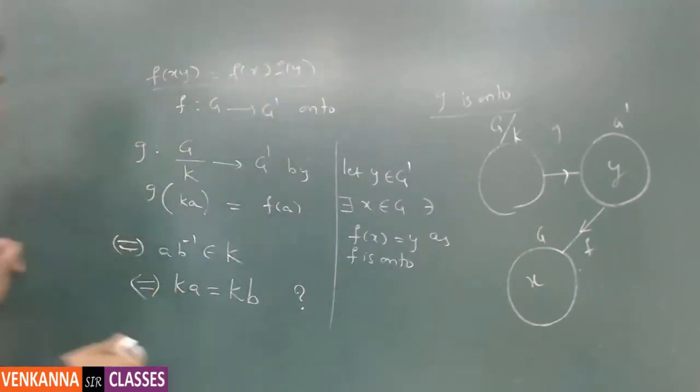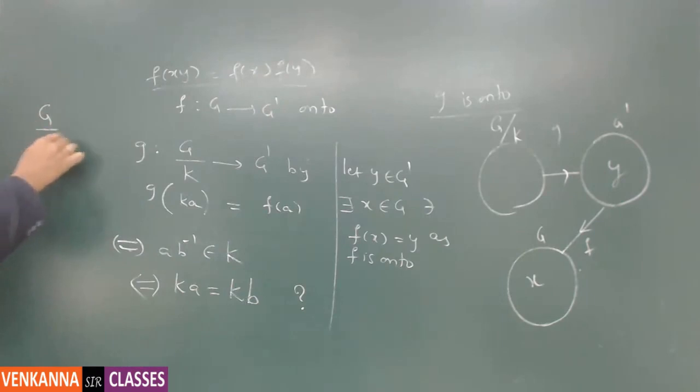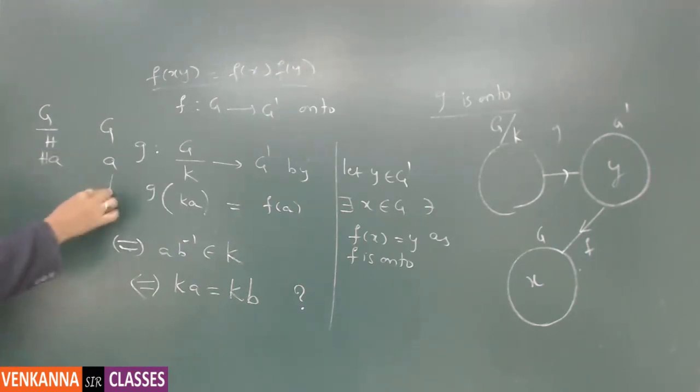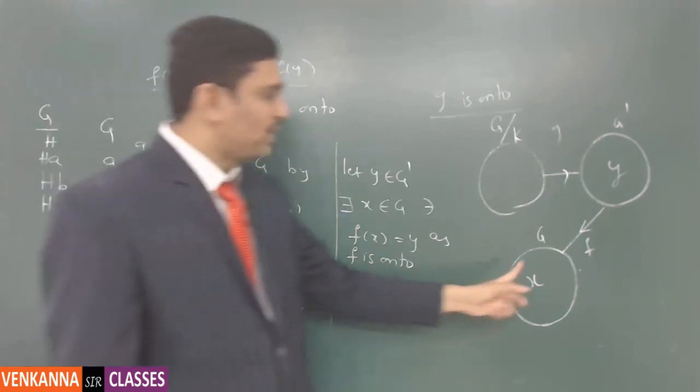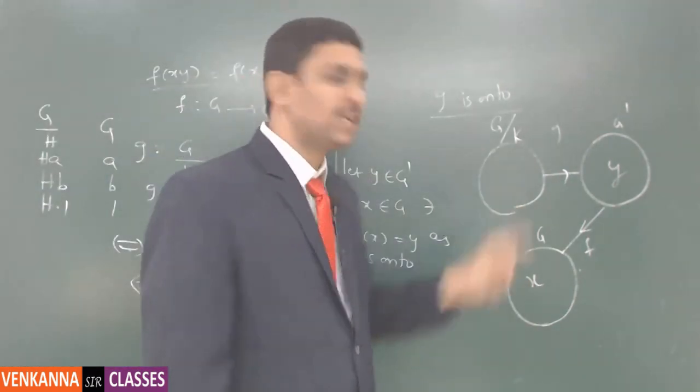If I have written G by H and G, if I take the element A here, the corresponding quotient is HA. If I take B in the group G, the corresponding quotient is HB. If I take 1 in the group G, the corresponding quotient is H1. This is the interconnectivity between group and quotient group. For every element here, the corresponding quotient will be here. You have calculated the quotients also, right? Similarly, for every element here, the corresponding quotient will be here.